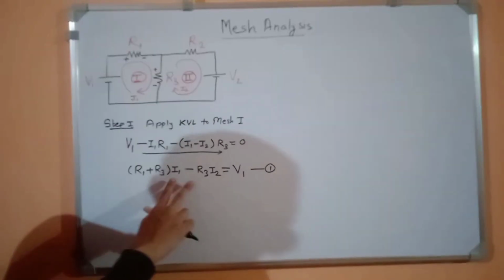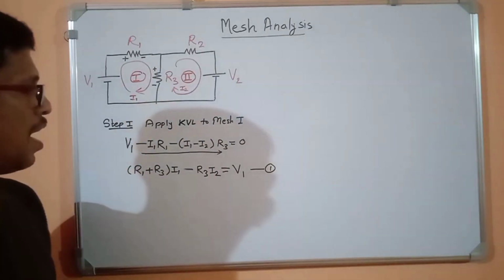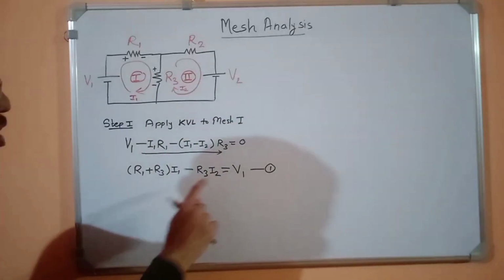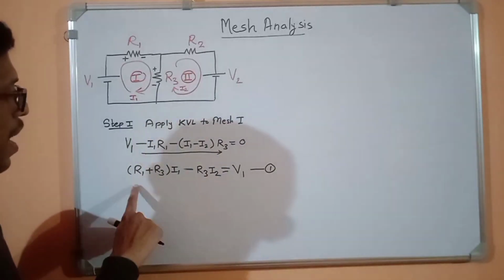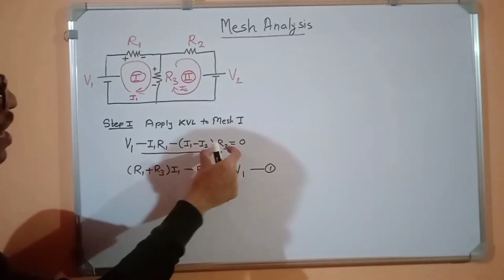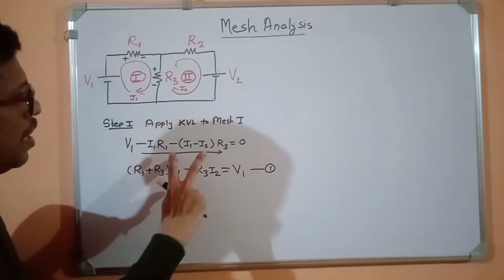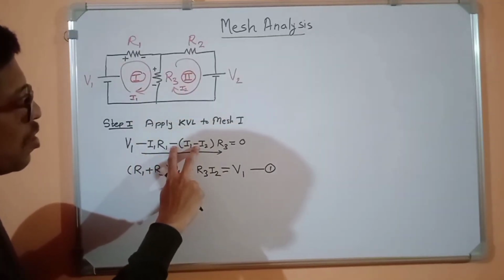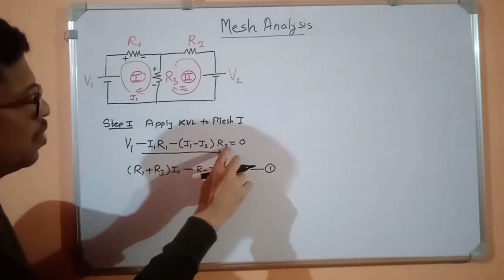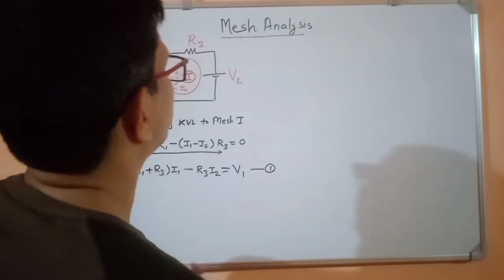With two unknowns and other values known, that is V1, R1, R3 are known values, and I1 and I2 are unknowns. This is my first equation. When this goes to the other side it becomes positive, minus I1 R3 also becomes positive, so (R1 plus R3) into I1 is positive. Earlier I2 was positive, and on going to the other side it became negative, I2 and R3. Got it? So now step 2.